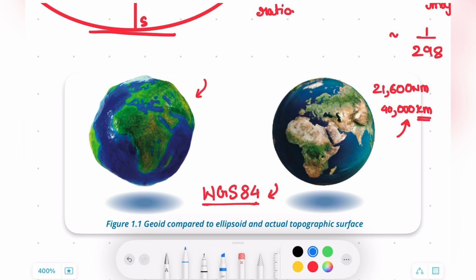And this sphere, its circumference when we measured, came out to be 21,600 nautical miles or 40,000 kilometers. We had to construct some model to program our global positioning systems and our other navigational systems. So that model which we created and which got accepted by ICAO is known as the WGS-84 or the World Geodetic System, which was made in 1984, right?